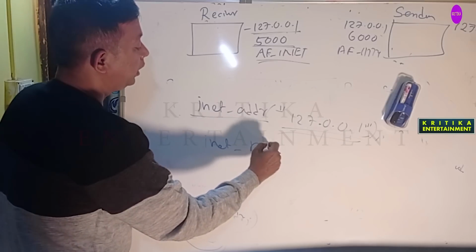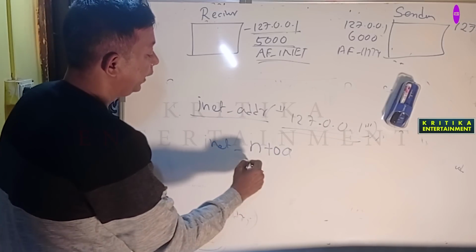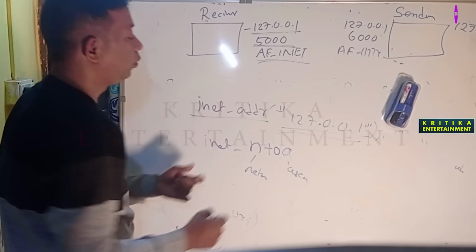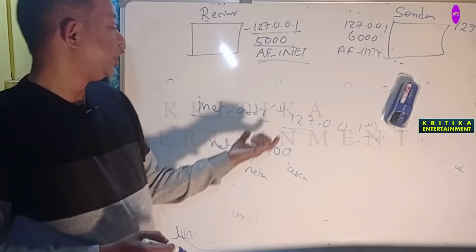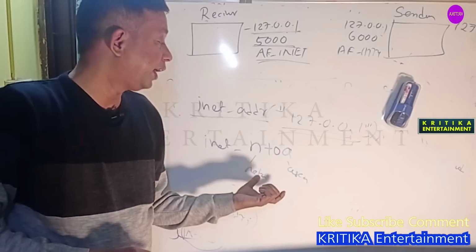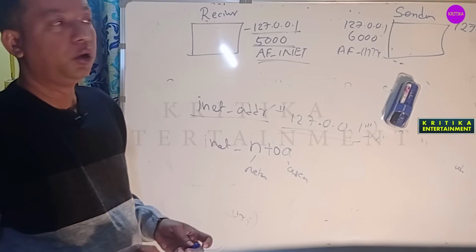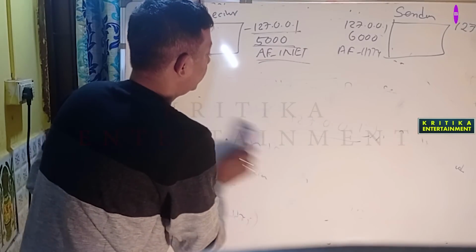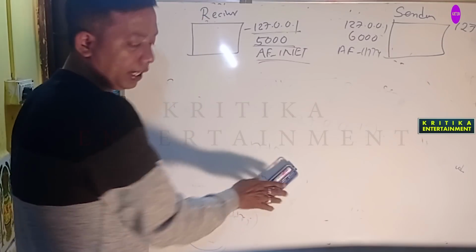ntoa, network to ASCII. This is the reverse; it is used to convert your original dotted IP address to the string IP address. Okay, so now I will write the program.